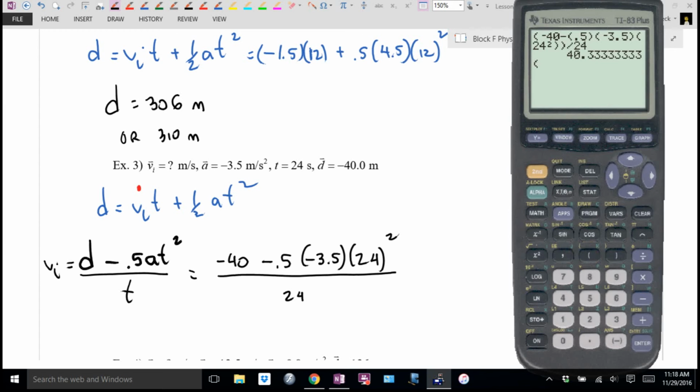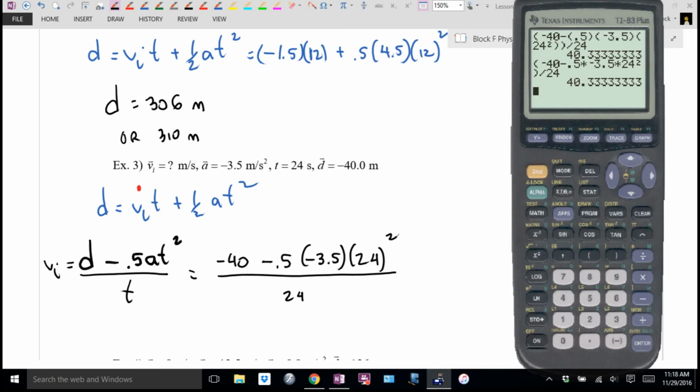pick your calculators up, it's much easier to go negative 40 minus 0.5 times negative 3.5 times 24 squared, close off the top, divided by 24. I think that second one is easier to read. Agree with me? So you don't have to. I mean, you can use brackets all the time you want to show timesing. I just won't. I also get 40.3.